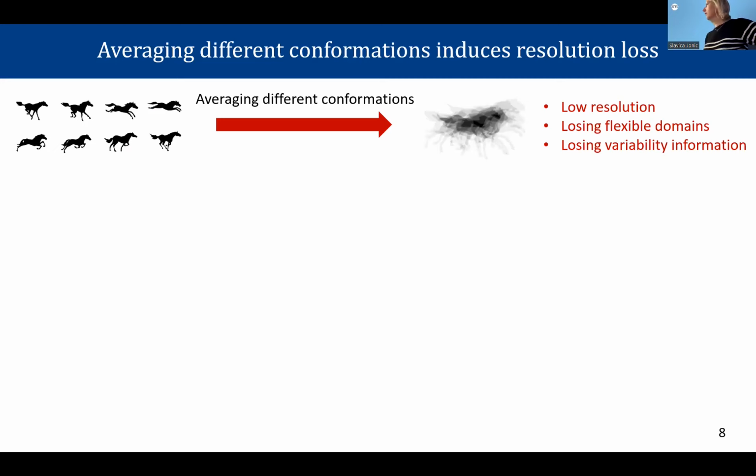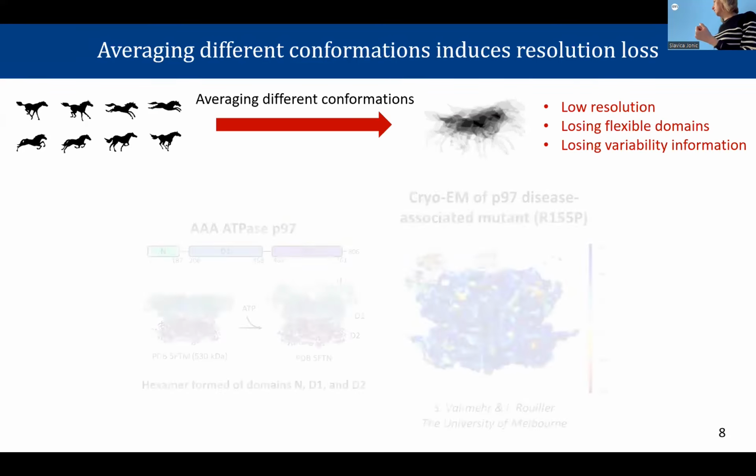I'm not sure if it is clear what I wanted to point out here in the previous slide, but what is important is that once you start to mix these different states in the same class, like in discrete classification methods, like those based on maximum likelihood, then you start to lose resolution. So this is how you can imagine it. You have many different shapes. When you average, you start to get a blurry image, and you can start to lose some flexible domains on the complex that you will see here.